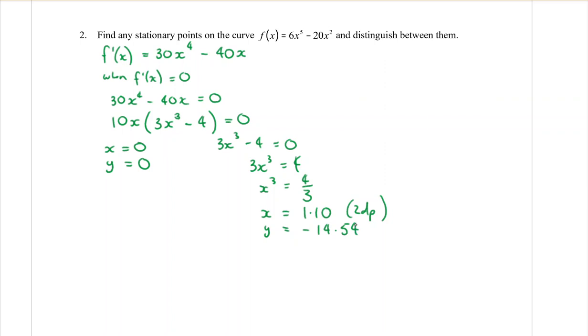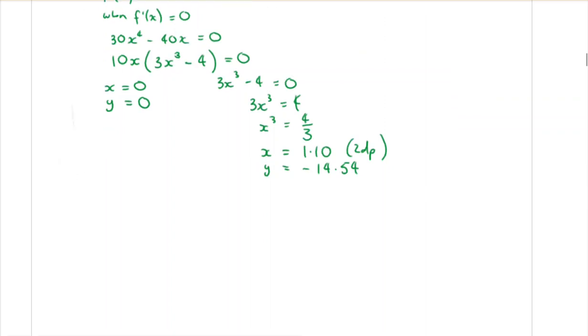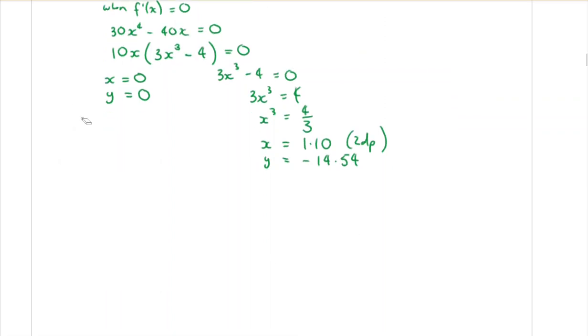Oh. So minus 14.54. So let's write them down as coordinates. Turning point: the first one is 0, 0. And the second turning point is 1.10, comma, minus 14.54. Two turning points. Let's determine their nature.